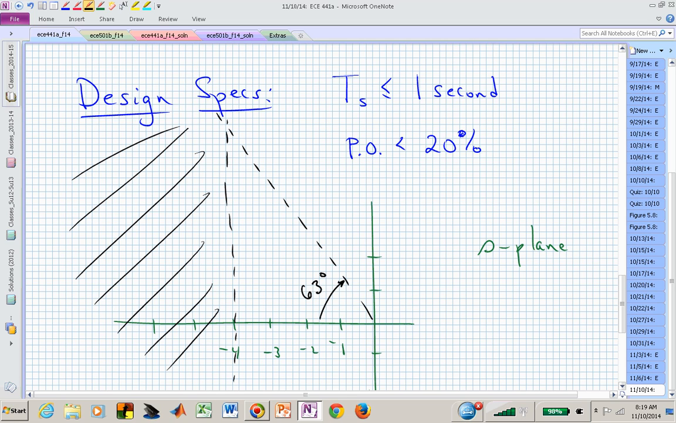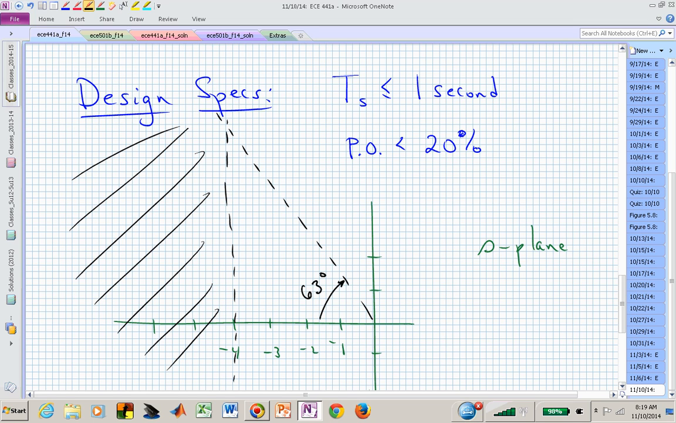This is the allowable spot, and now there's an infinite number of correct solutions. That's why sometimes you feel a little uncomfortable as students first learning this. You go, well, where do I pick my poles? You've got a big region shaded. Anywhere in that region will theoretically satisfy the specifications for this class. So given a class of 65, I could have 65 different correct answers. Is that clear?